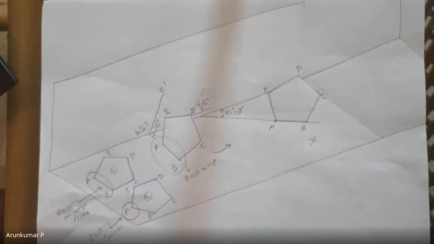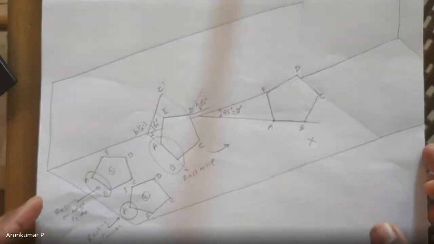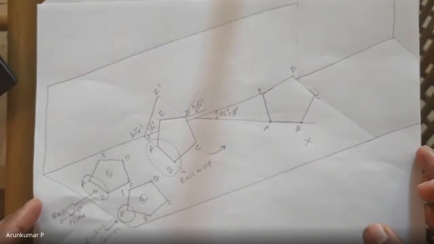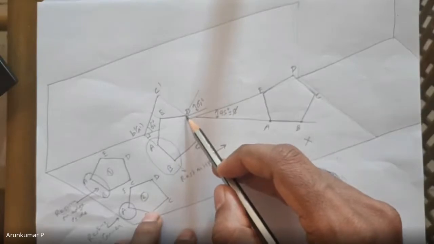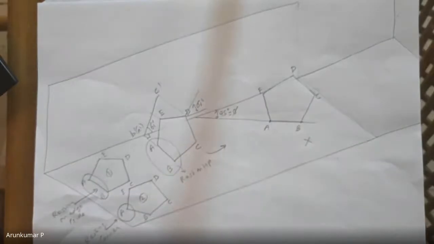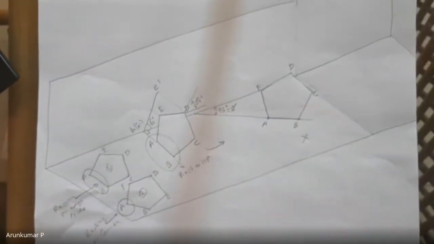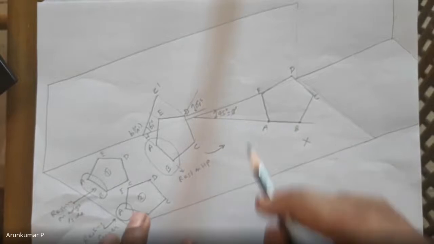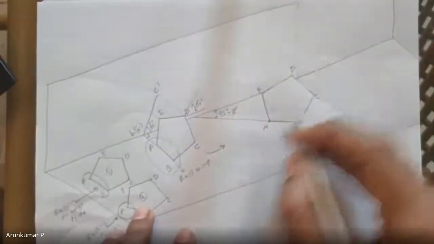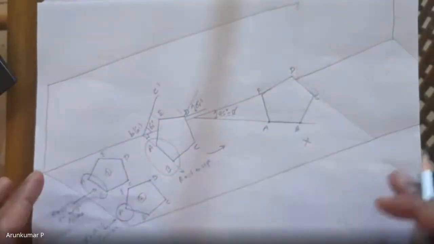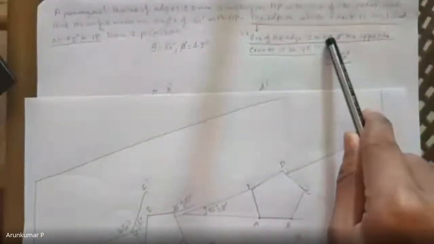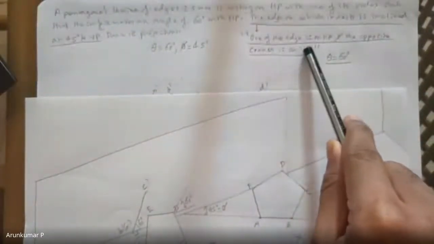You're able to hear me? The corner opposite to AB is D. This is the corner. And this corner should be on VP, whereas this edge AB should be on HP. That is a condition that is given. So the edge is on HP and the opposite corner is on VP.